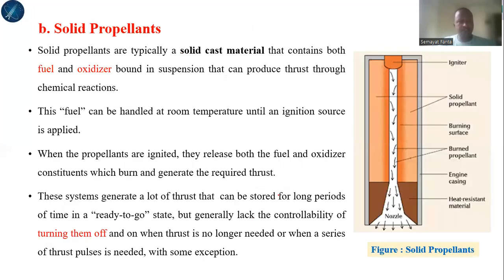So this is a general solid propellant. When we come to solid propellant, it consists of two things, fuel and oxidizer, which are bound in suspension and can produce thrust through a chemical reaction.